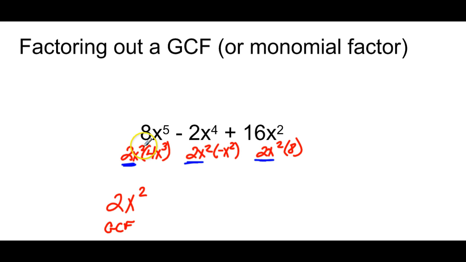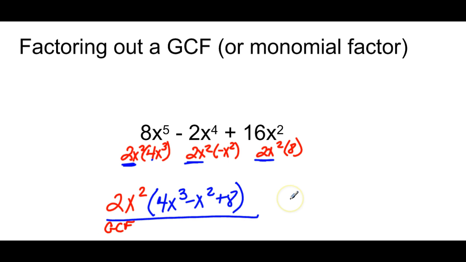Now, once you've done that, you see each one of these has that in common. We pull that out front, and then put what we had to multiply by behind this. So this is going to give me 4x cubed minus x squared, and that's a positive 8. Do you see the distributive property here? If I were to take that 2x squared and distribute it, I would get what I started with. Make sure that whatever you have left in here doesn't have anything in common, and that it is factored.